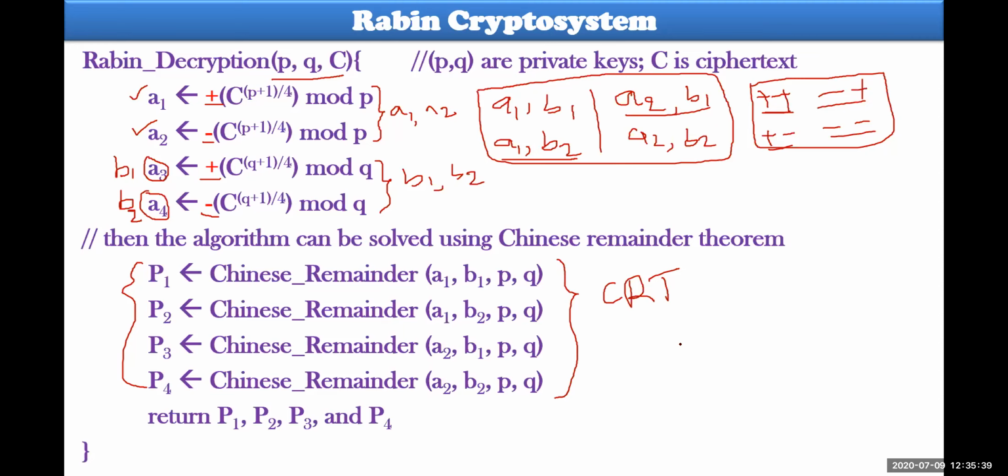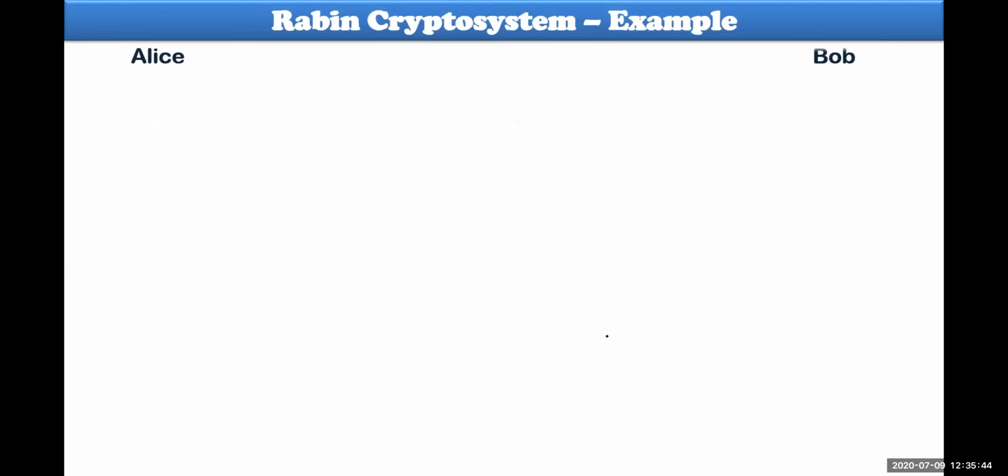Let us go ahead and see an example. Let us consider Alice and Bob. Bob wants to prepare a key. Key generation takes place like this: P equal to 11 and Q equal to 7. 11 modulus 4 is equal to 3. Similarly, 7 modulus 4 is also equal to 3. So the restriction enforced by the Rabin crypto system is satisfied by P and Q, that is 11 and 7, so N will be 77.